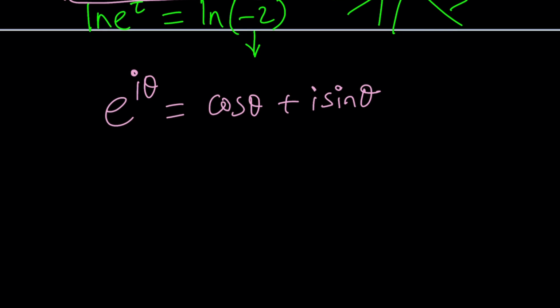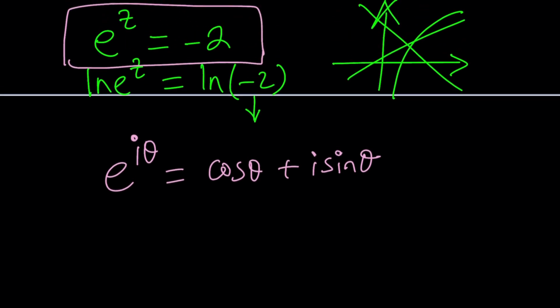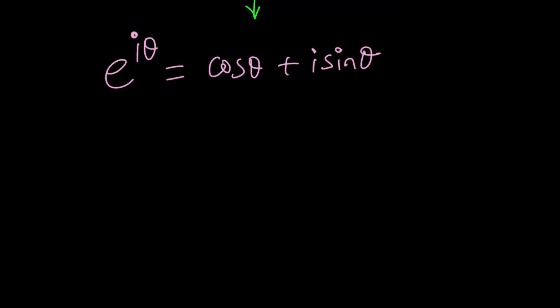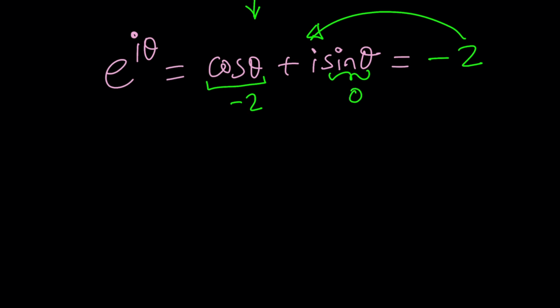Okay? So how do we go from this to ln of -2, or just to -2? Think about it. How would you write -2 in that form? For that, you would need this to be -2 and this to be 0, right? No, incorrect. You know why? Because, first of all, that would be very problematic, because sine squared plus cosine squared equals 1 is not satisfied with these values, right?